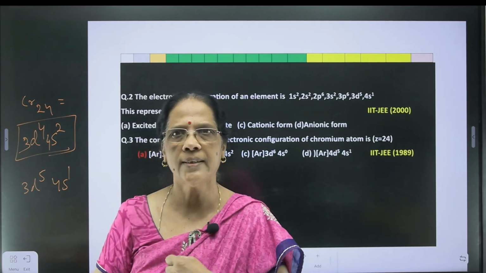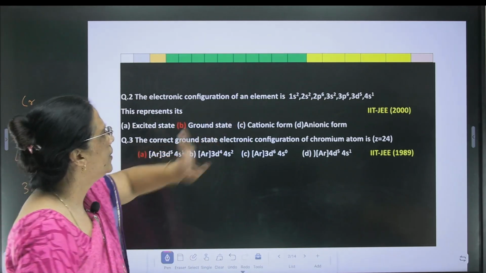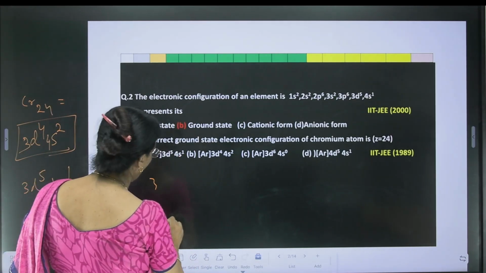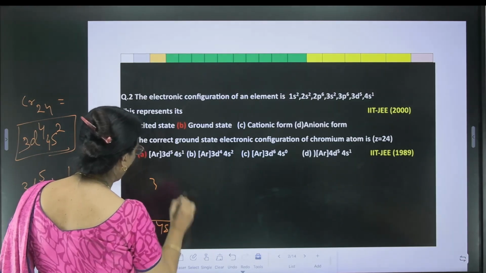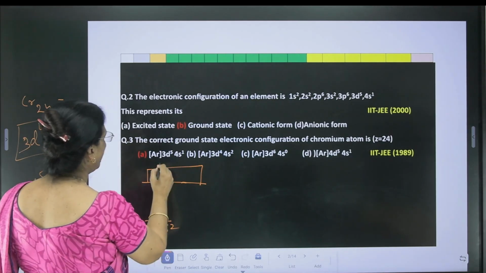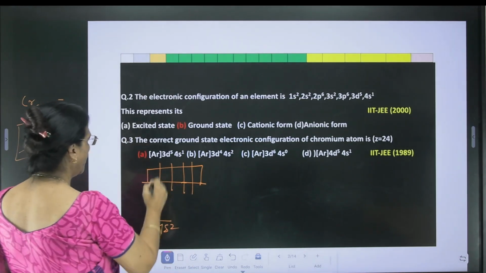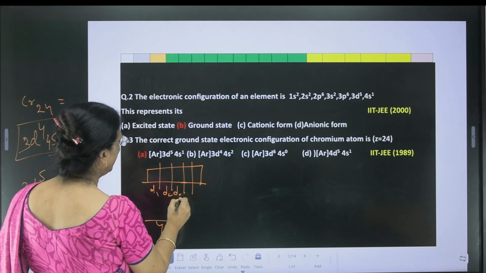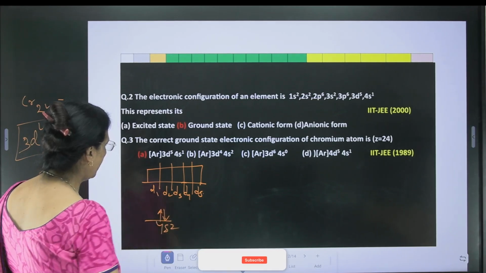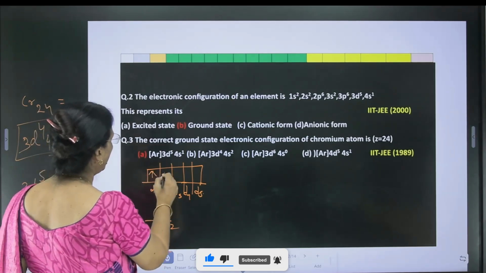Now, what is exchange energy? Let us see what exchange energy is and how it is responsible for this electronic configuration. If you see 4s2 and this 3d system, d has 5 orbitals: d1, d2, d3, d4, d5. There are 2 electrons in the 4s orbital, 4s2, and here 3d4, originally it is 3d4.